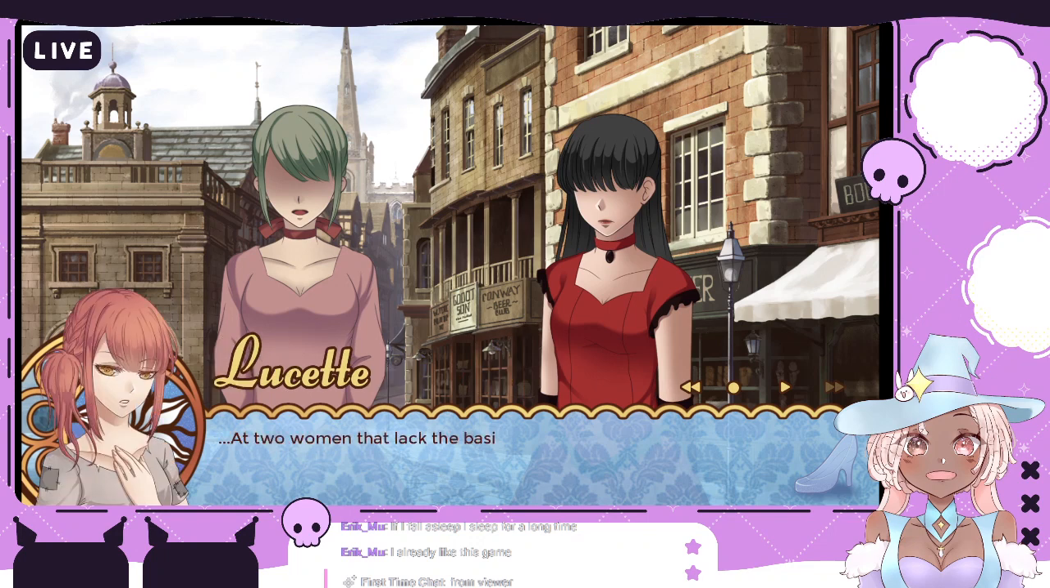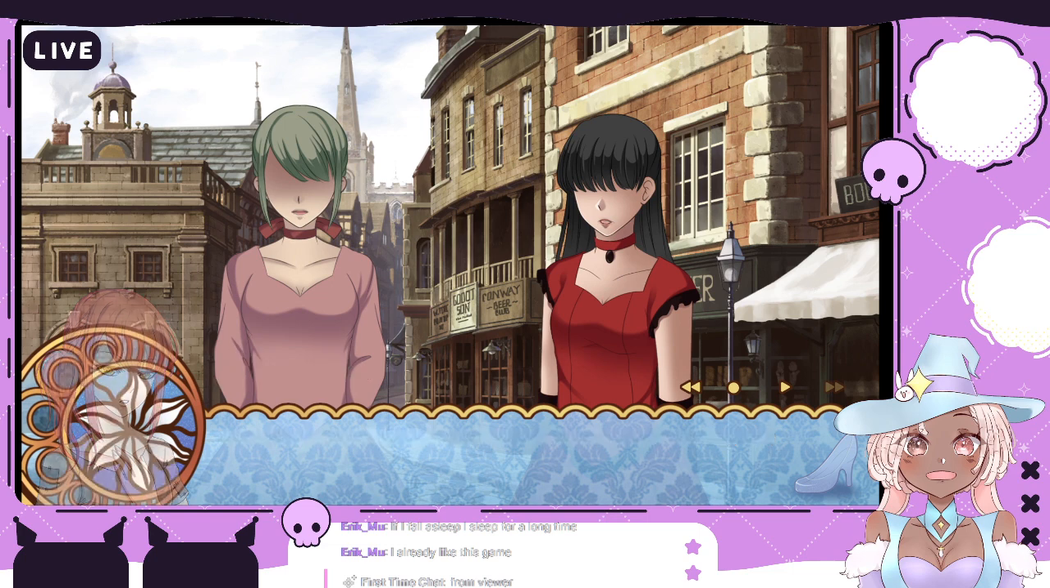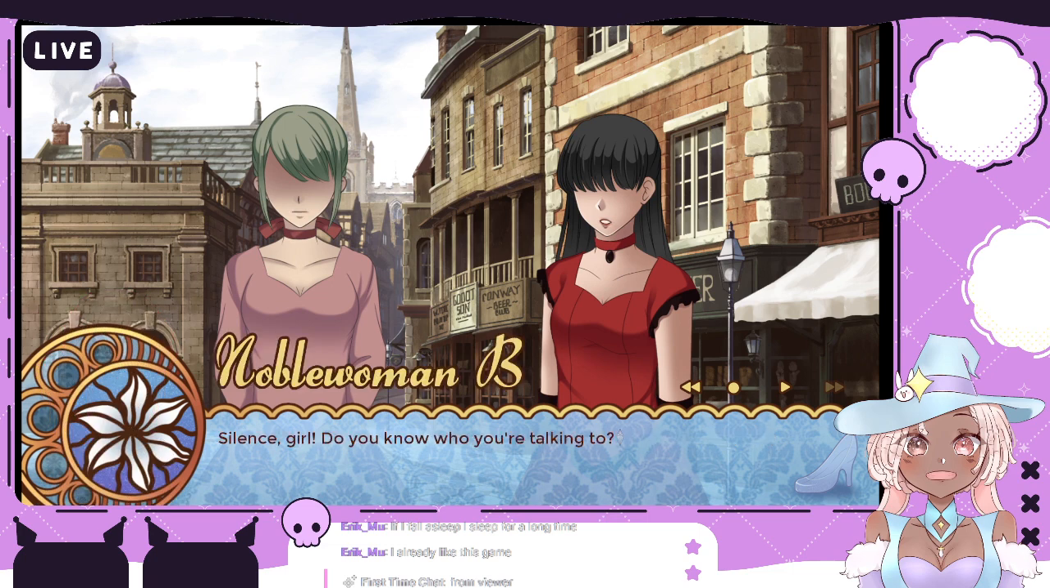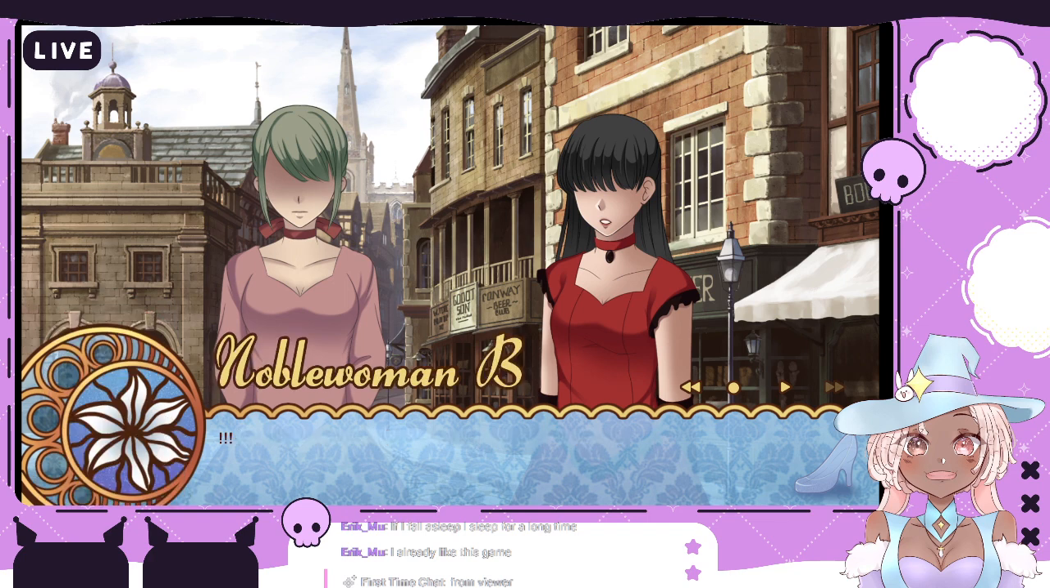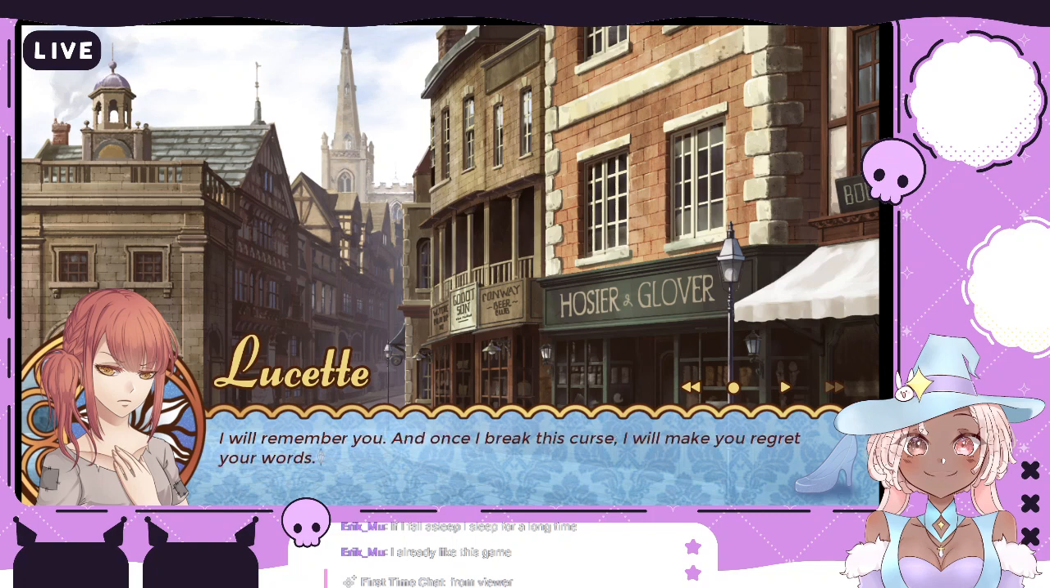What are you looking at? At two women that lack the basic manners of a normal upbringing. Silence, girl. Do you know who you're talking to? No, and I don't care. What nerve! Let's just go. There's no reason to stoop to a commoner's level. I will remember you, and once I break this curse, I will make you regret your words.